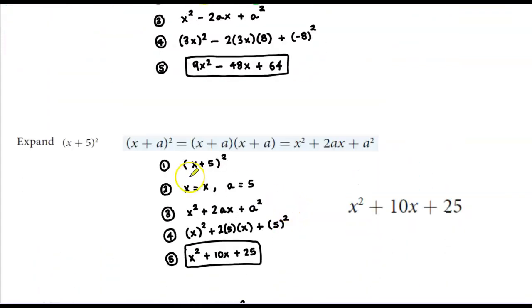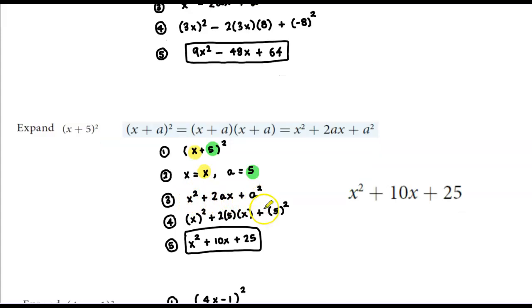In the next example, we have the sum. So we're going to use the sum formula. We can see here that the value of x is x, and the value of a is 5. So we end up with x squared plus 2ax plus a squared. Plugging in x here, we square it to get x squared, plus 2 times a, which is 5, times x, which was the value of x, we get 10x, plus 5 squared, which is 25.